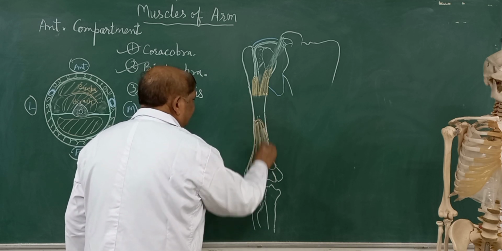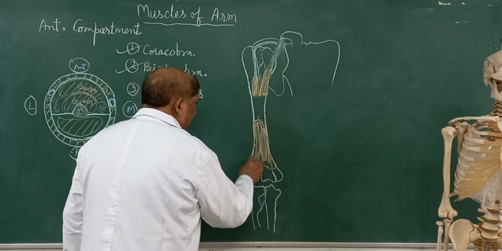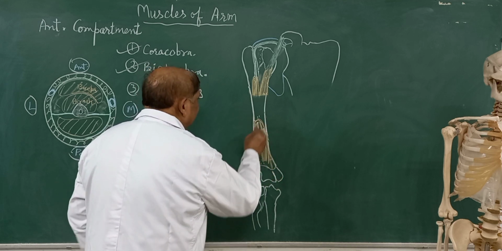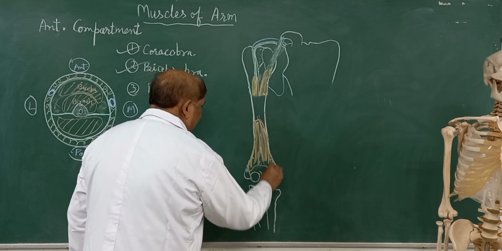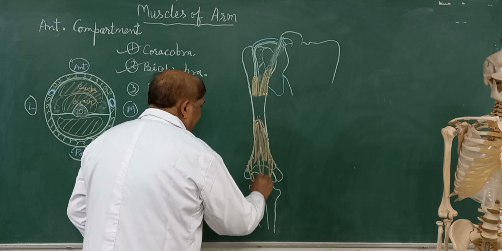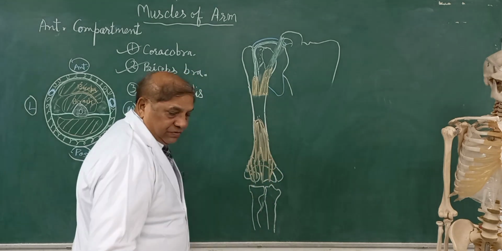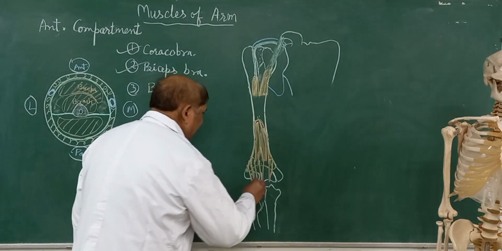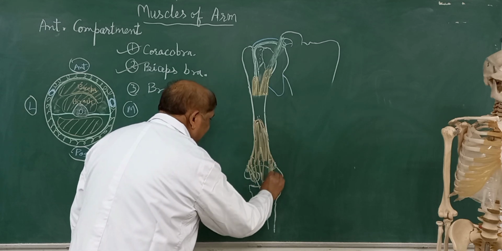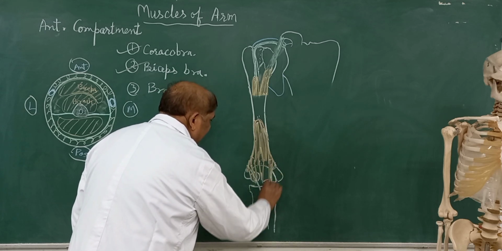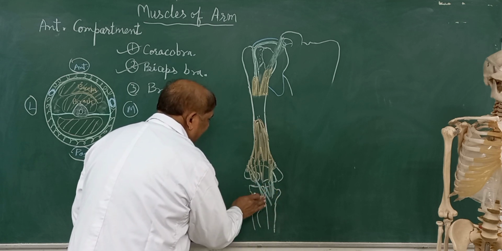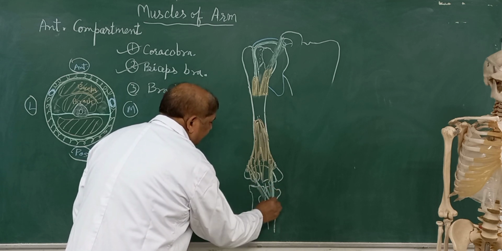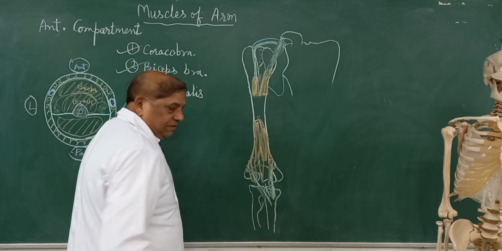That's why it is very close to the bone, applied to the bone, and soon these muscle fibers form a tendon, and this tendon will soon cross the elbow joint here, and this tendon will go a little towards the medial side where it will get inserted onto the front of the ulna.